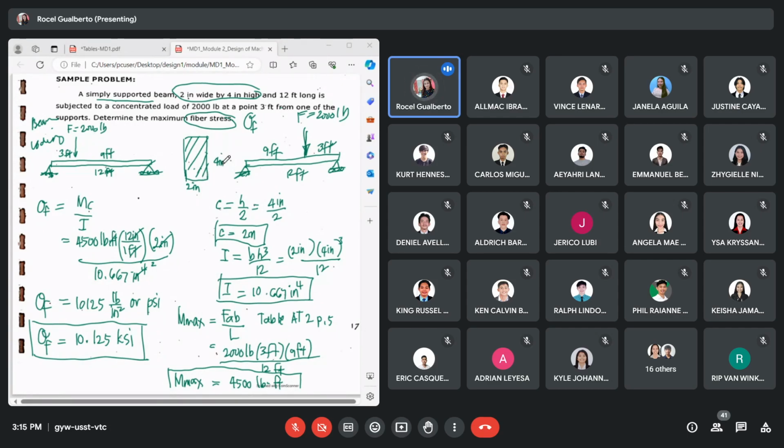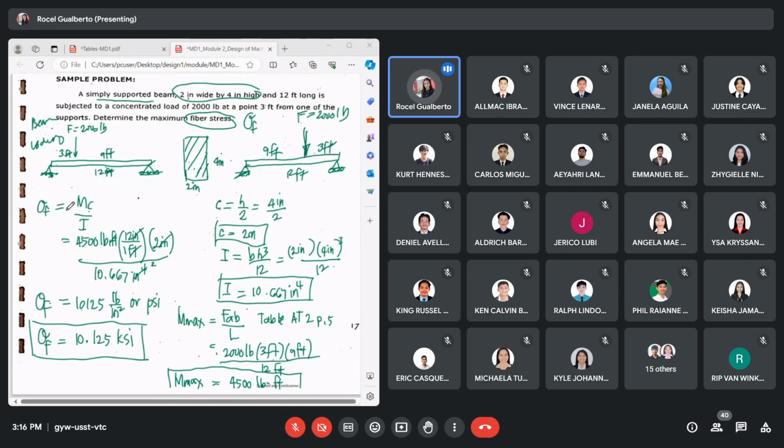Okay, so from the cross section we solve for C and the I value. Okay, and then using table 82 naman po, meron po doon na katulad ng loading na to, so we simply adopt po yung equation po doon, Fab over L. So we come up with the maximum moment. Okay? So you have here po yung dalawa, yung C and I and the maximum moment.